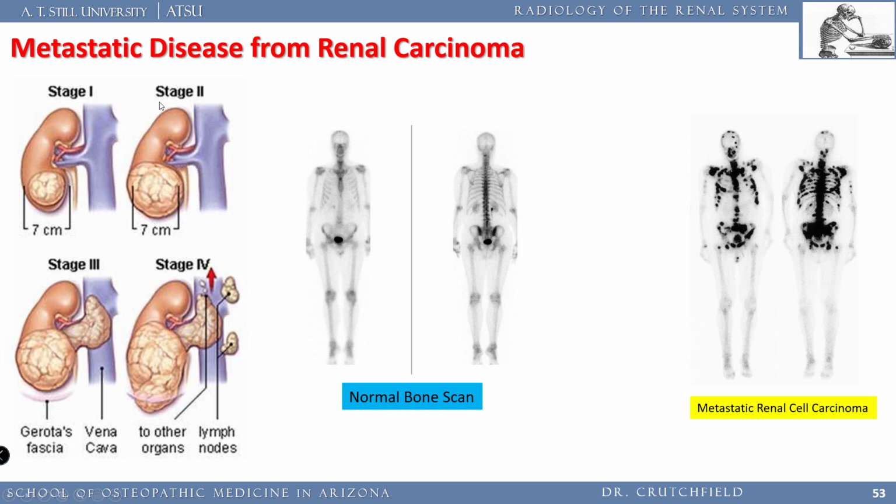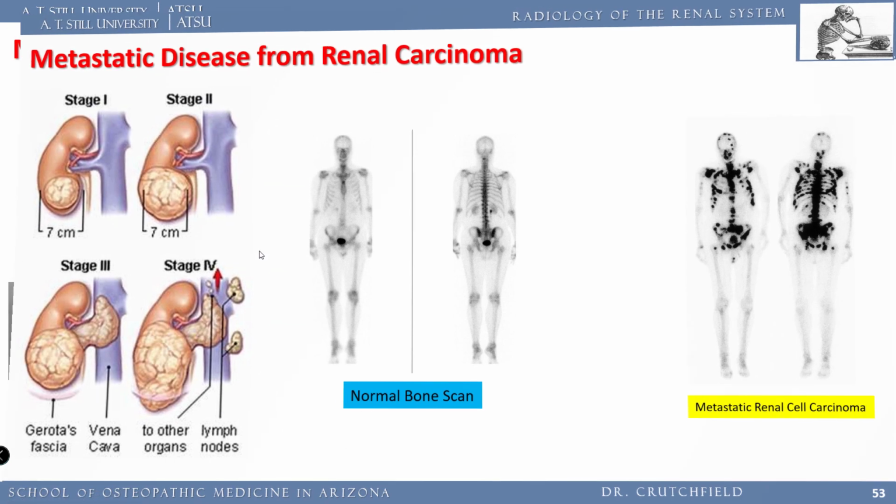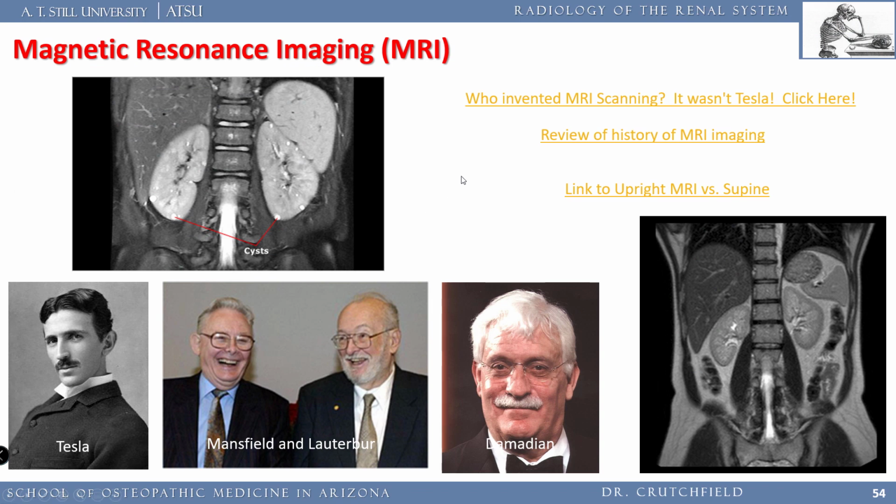So stage 1, got a tumor confined to the kidney. Stage 2, it's greater than 7 centimeters and it's beginning to pinch off and obstruct the kidney. Here it's obstructed the kidney and it's grown up the cava. Stage 4, it's spread to lymph nodes and it's on its way up towards your heart. Bad player. So what about MRI?